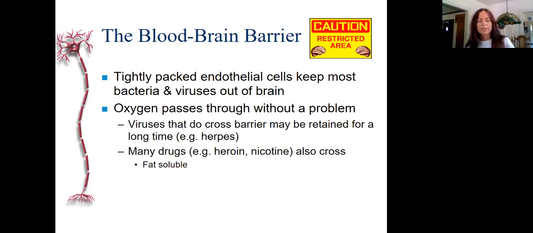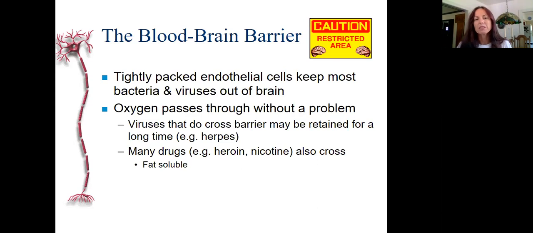Well, the blood is great because it gives us glucose and oxygen and all that, and the brain needs that, but we don't want a lot of other things that can be in the blood sometimes, like bacteria and viruses. So what we have around the blood vessels going into the brain is very tightly packed cells, and I'll show you those on the next screen. They're called endothelial cells, and they keep most viruses and bacteria out of the brain, but some stuff does have to pass through, like oxygen, and oxygen passes through without a problem. It just diffuses right through.